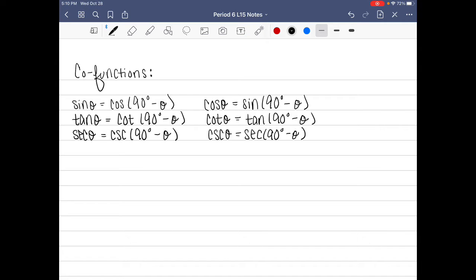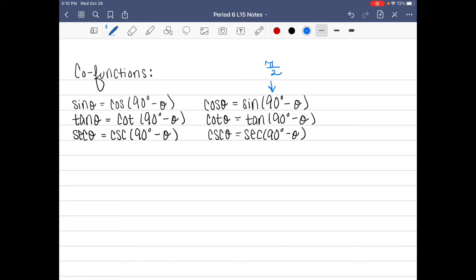It's also super important to note that co-functions are a different thing than reciprocal functions. A reciprocal function would be, the reciprocal of sine is cosecant and the reciprocal of cosine is secant, whereas sine and cosine here are co-functions. And it's also important to point out that this 90 degrees at any time can be replaced by pi over 2. So we worked not only in degrees, but also in radians.